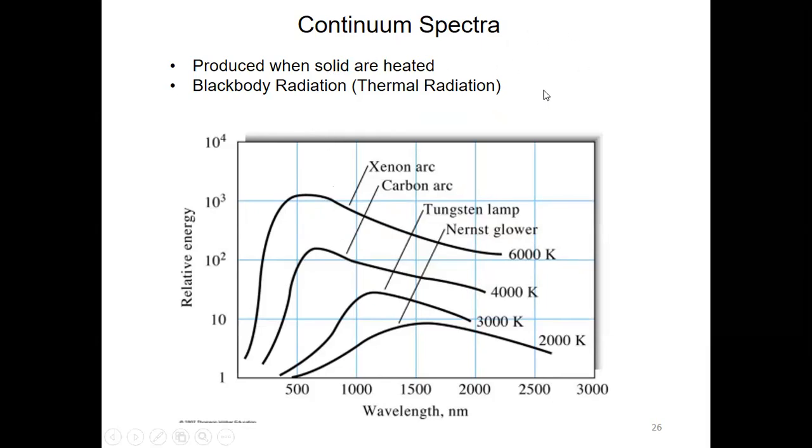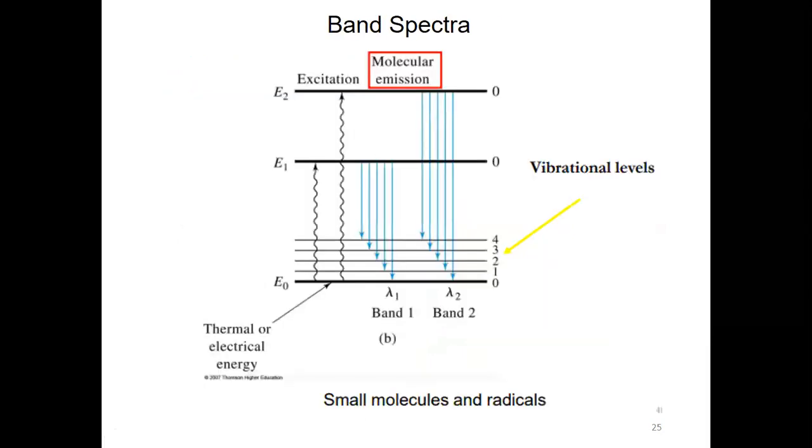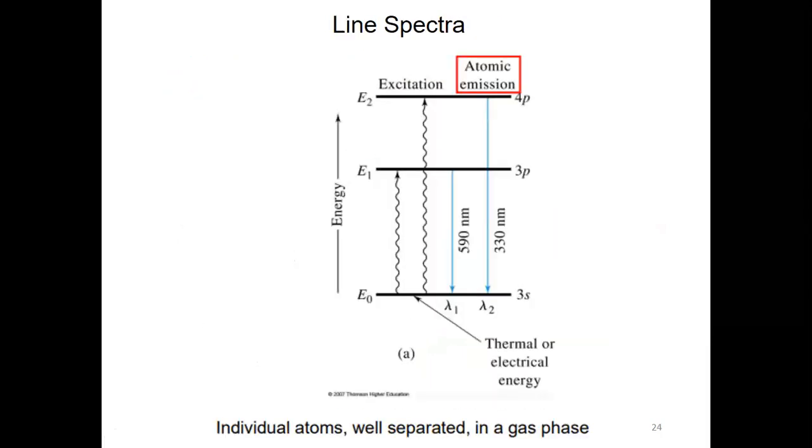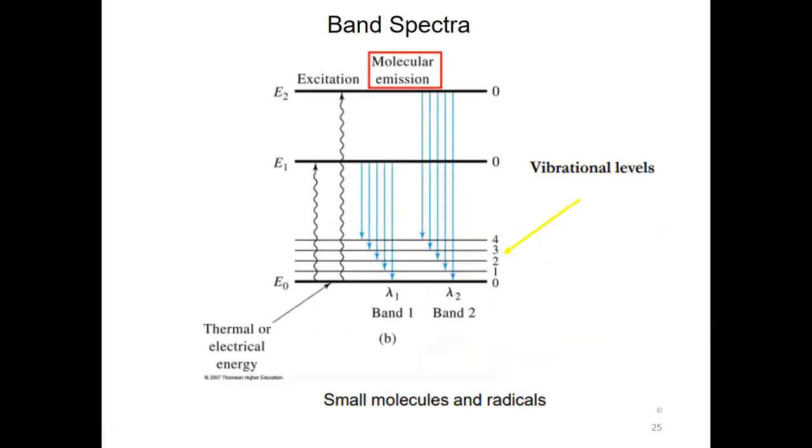I included this one because when we talk about the sources, we will talk about it in the next section, the sources of the optical instruments. You will come across the xenon arc lamp, tungsten lamp, all these things. That's why I put this continuum spectra here. Right, so the line spectrum, band spectrum, and the continuum spectra are three different types of spectra you will observe.